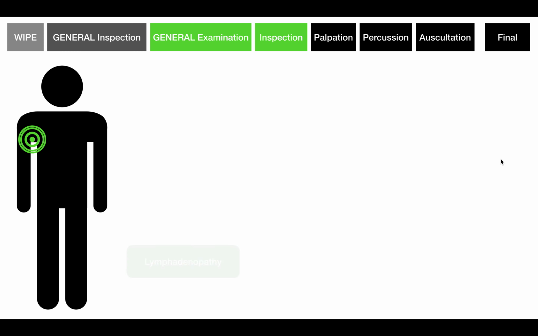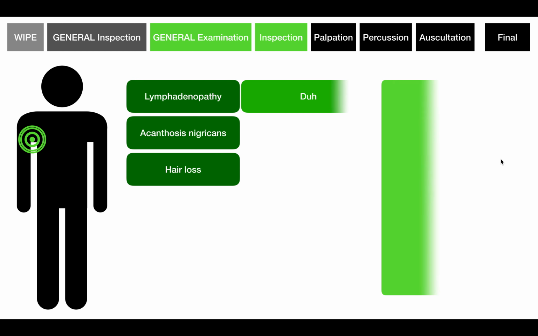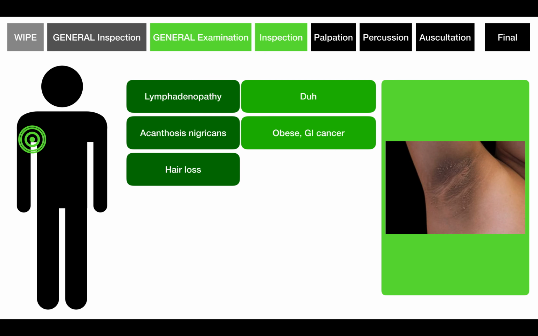So let's move to the armpits, and there's a couple of things. So your classic lymphadenopathy, but then this thing called acanthosis nigricans, okay? Now this is seen if you're obese, or it's also a sign, for not completely sure reasons, of GI cancer. So this dark pigmentation area where the cracks in the skin are, so like the folds in the skin. So that's a very classic sign that comes up a lot in exams.